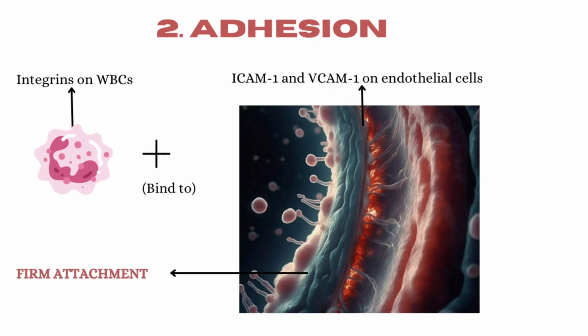Second step is adhesion. Rolling is never enough. WBCs need to stick to the endothelium. For this, integrins that are already present on the WBCs bind to the ICAM1 and VCAM1 on endothelial cells. Together, they make a firm attachment.